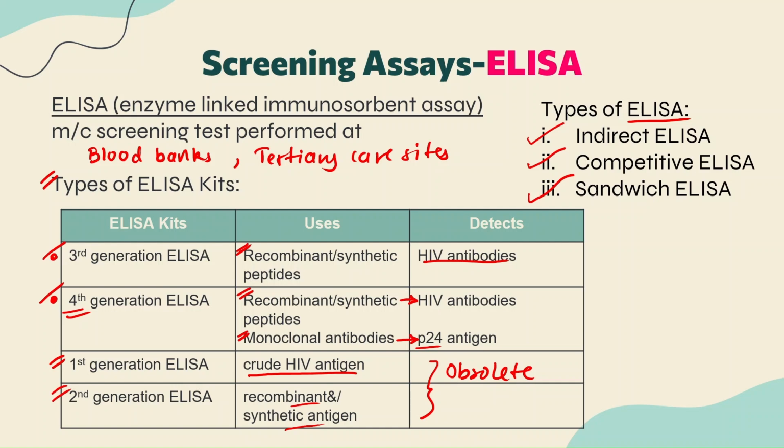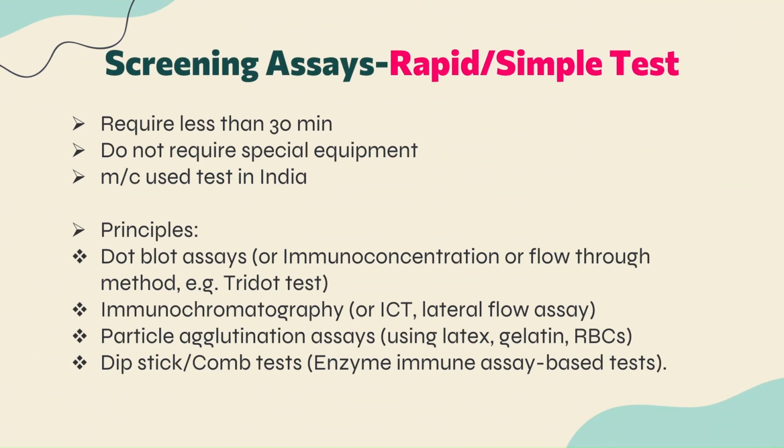Now let's have a look at the second screening test that is available, that is the rapid test or simple test. It is rapid, meaning it gives you results within 30 minutes, less than 30 minutes, and these are very simple tests. Why is it a simple test? Because it does not require any special equipment, and it is one of the most commonly used tests in India for screening of HIV, guys.